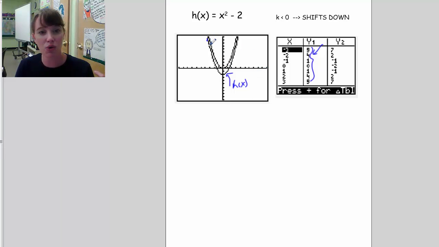But if you were to take this whole thing and grab it and push it upward, you would get the same shape up here, right? That would be the same right here, okay?